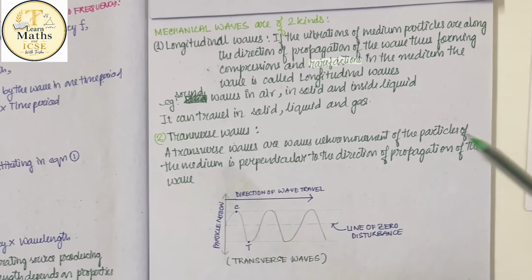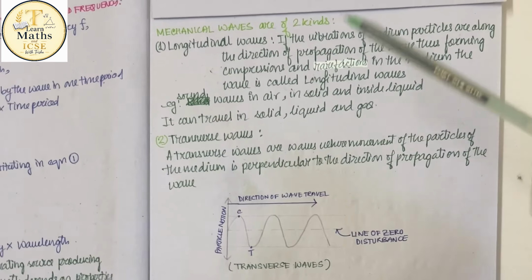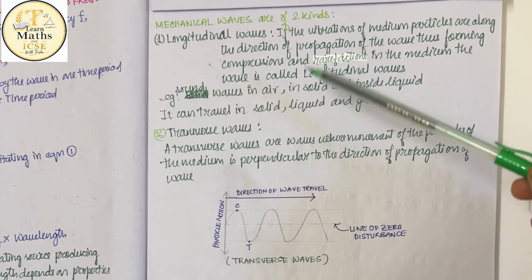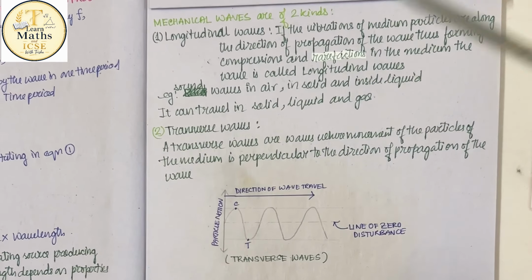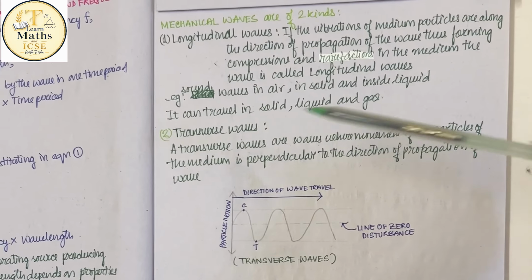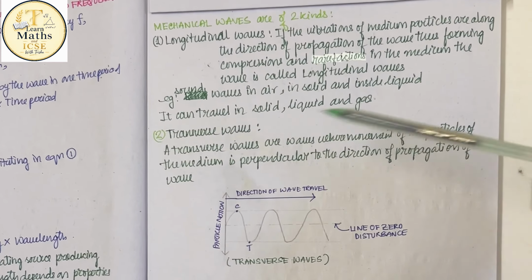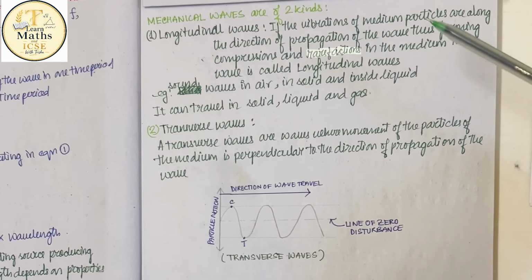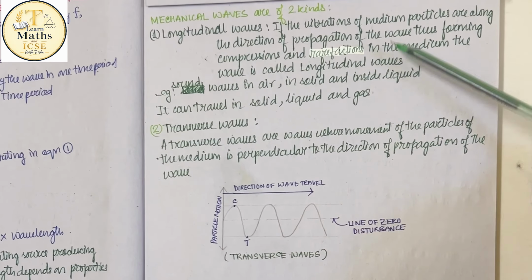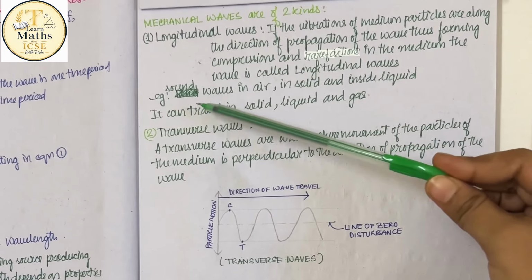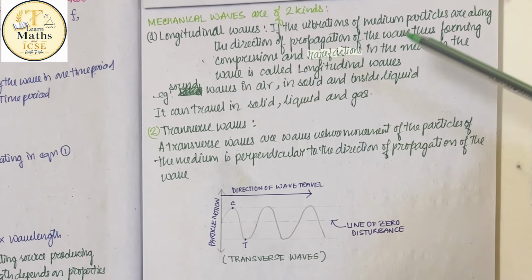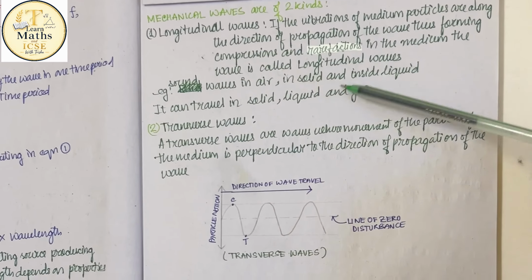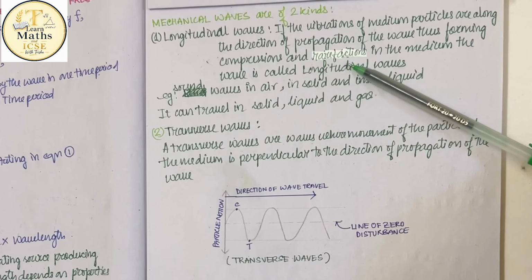So now let us know in detail what they are. For longitudinal waves, if the vibrations of the medium particles are along the direction of the propagation, thus forming compressions and rarefactions in the medium, the wave is called a longitudinal wave. Example: sound wave in air, in solids and inside liquids. It can travel in solids, liquids and gases.